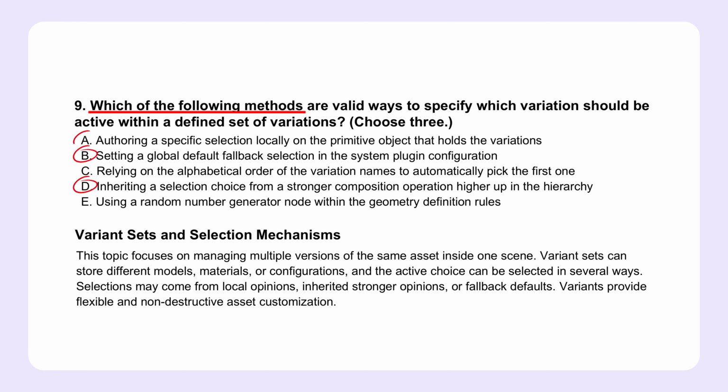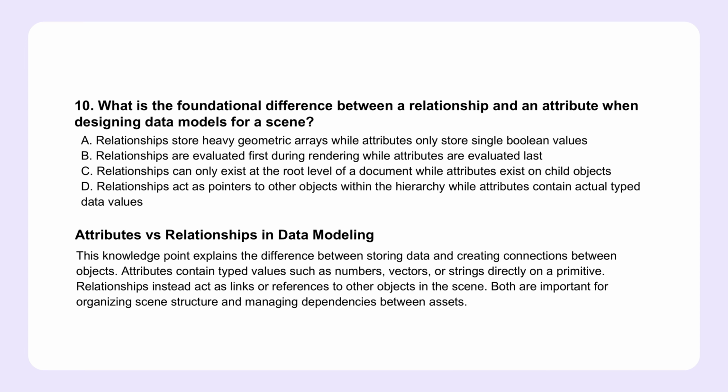The deepest part, the dive. Exactly. We've scaled up to massive forests, navigated rendering, track time, and broken rules with variations. Okay. Let's strip away all of that complexity and look at the absolute basic atoms of this data model. Question 10. Relationships versus attributes. Okay. What is the foundational difference between a relationship and an attribute when designing data models for a scene?